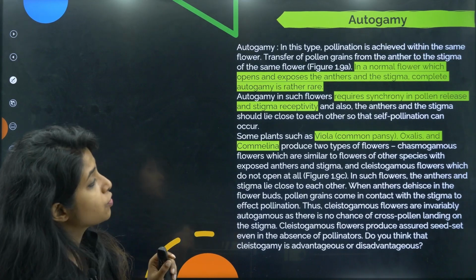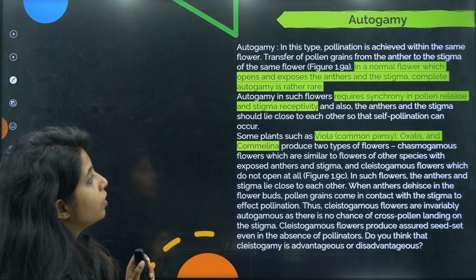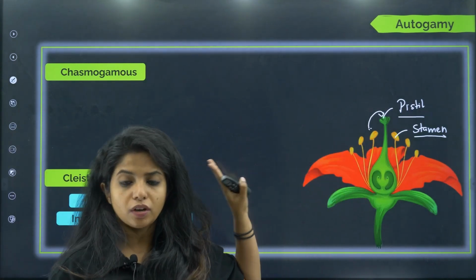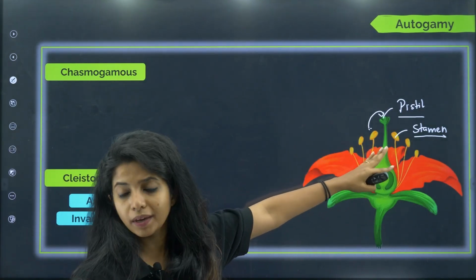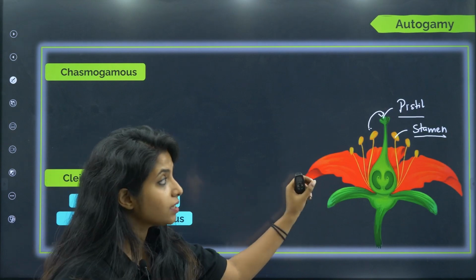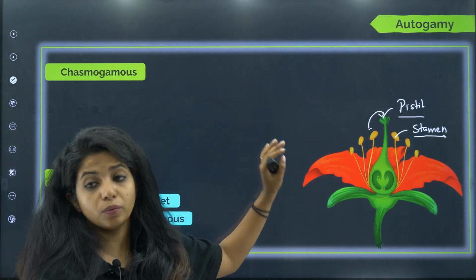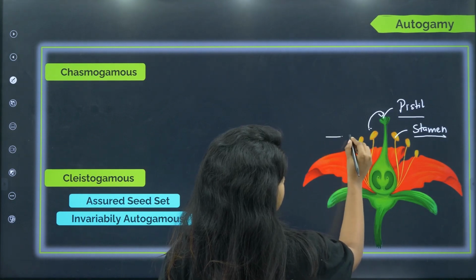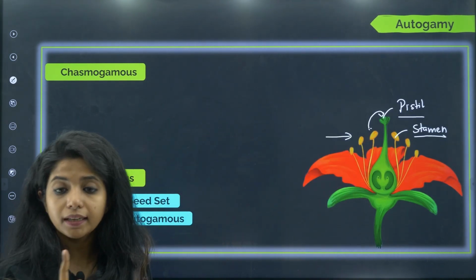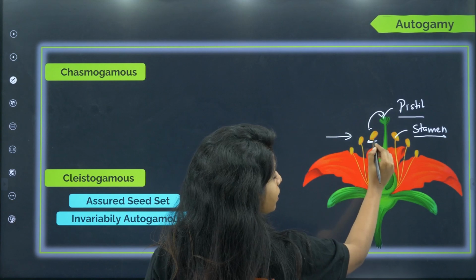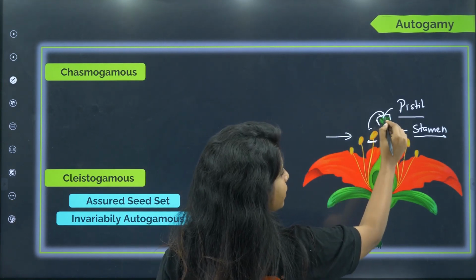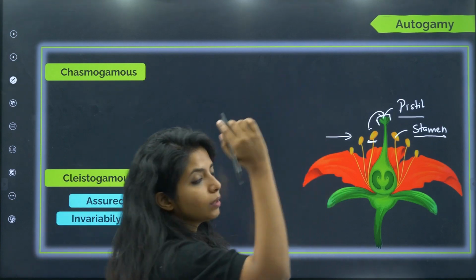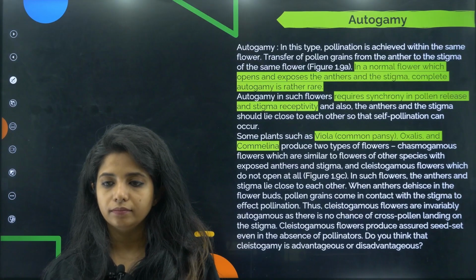Now, autogamy in such flowers requires synchrony in pollen release and stigma receptivity. For example, if you take a flower which has both the male and female reproductive organs, and I want the flower to show autogamy, what should be the criteria? Basically, both the pollen release as well as the stigma receptivity should be synchronized.